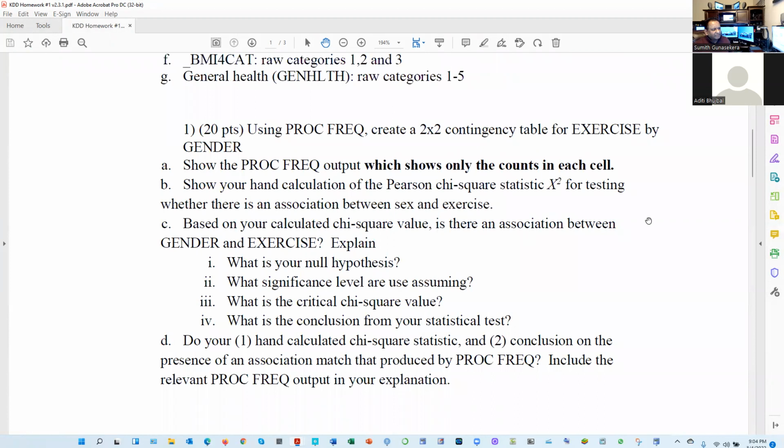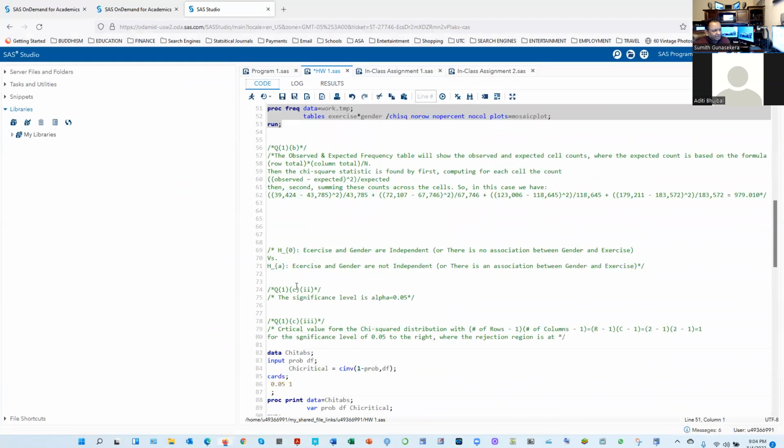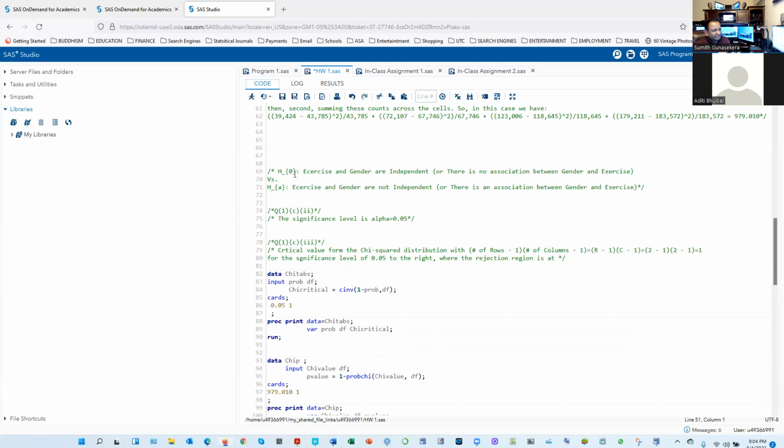Based on your calculation, this one. What is your null hypothesis? Your null hypothesis is nothing but that you are trying to find out the relationship between those two. See? Null hypothesis, you can say.